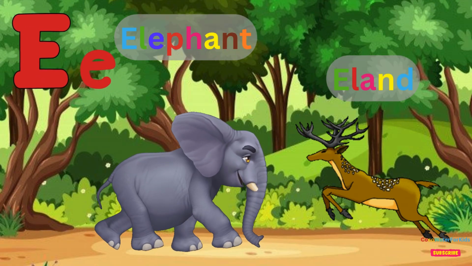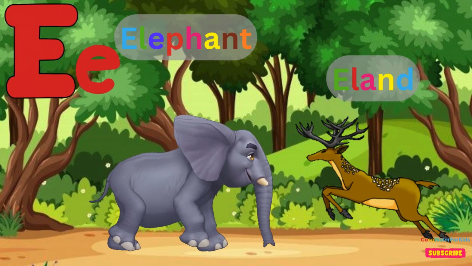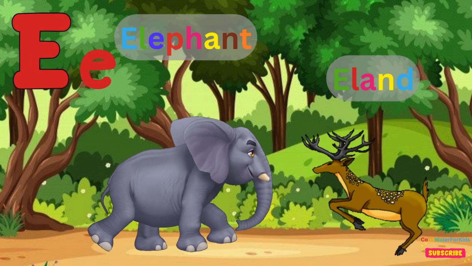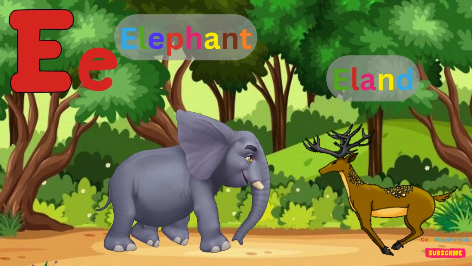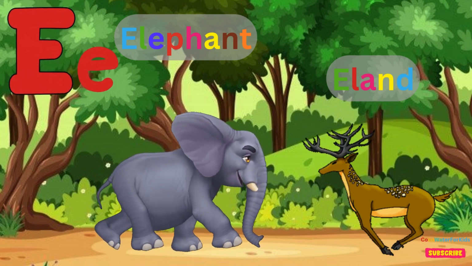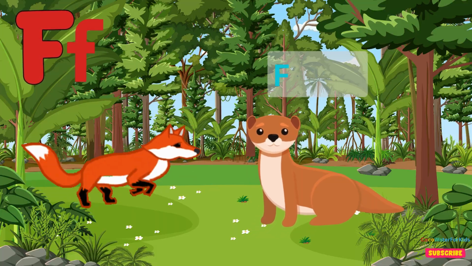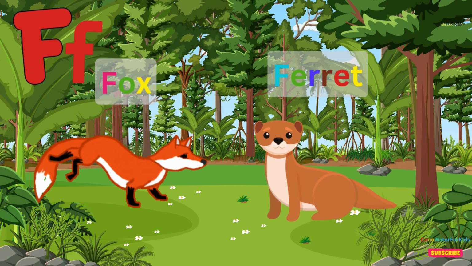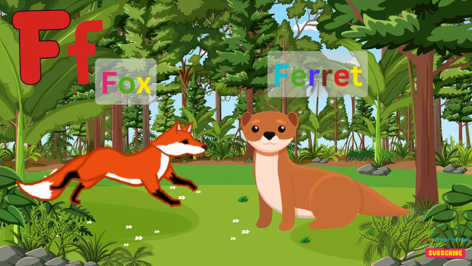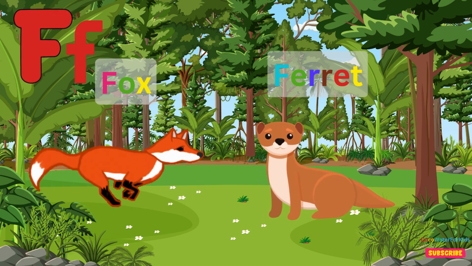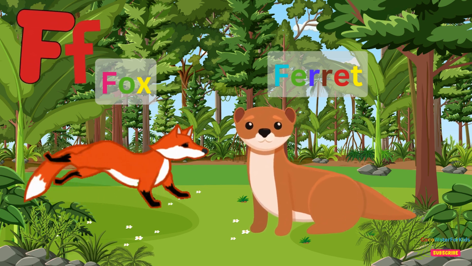E for elephant, E for eland. E for elephant, E for eland. F for fox, F for ferret. F for fox, F for ferret.